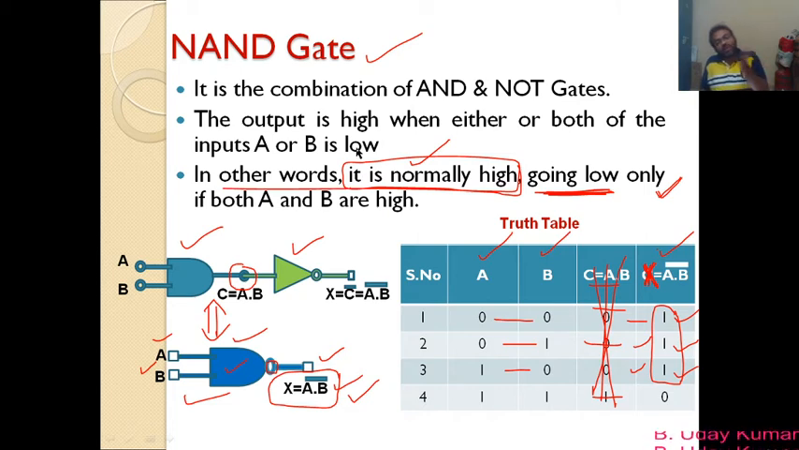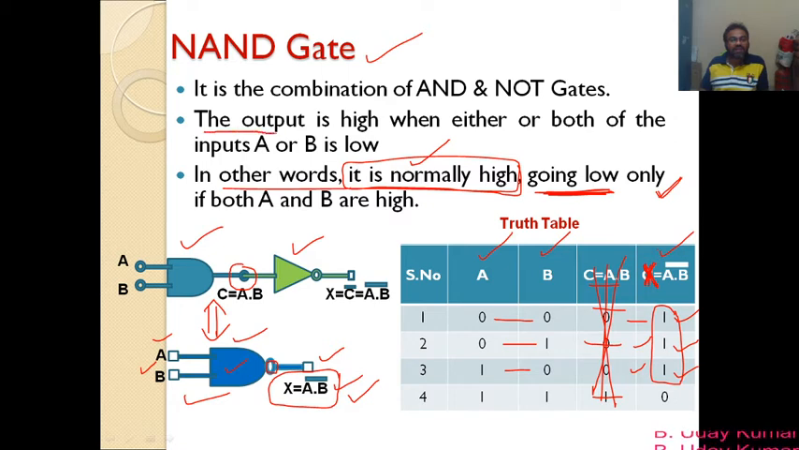That means if any one of them can be 0, or if both of them can be 0. So if any one of the inputs is 0, or both the inputs are zeros, then automatically the output will be high. So that definition is written over here. I hope this is also clear. So you just try to understand it once again.